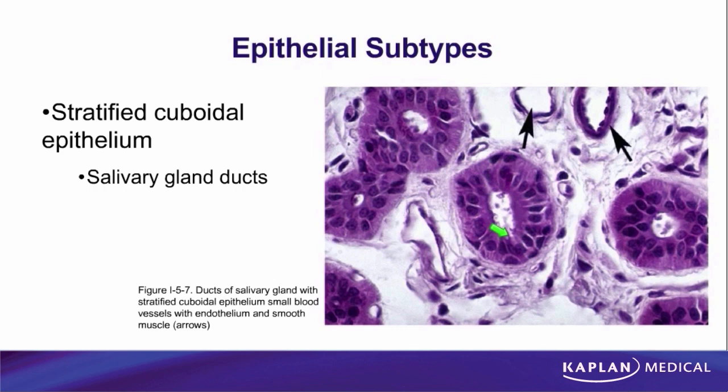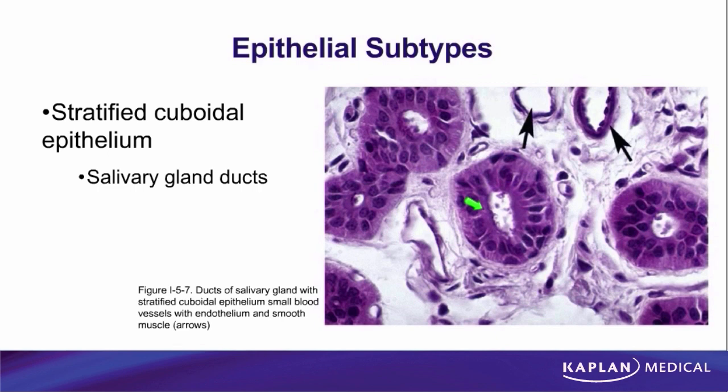And stratified cuboidal epithelium is an epithelium that we tend to find in ducts, gland ducts. So it could be salivary glands, as this is. It could be mammary glands. It could be sebaceous glands. Okay, so it's the ducts of glands that tend to have stratified cuboidal epithelium.